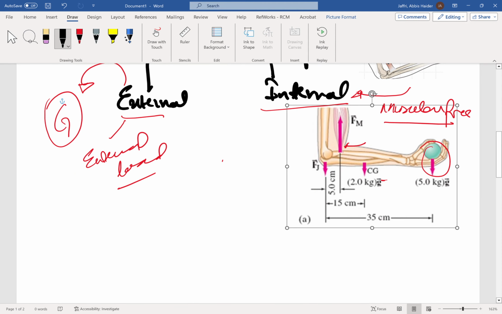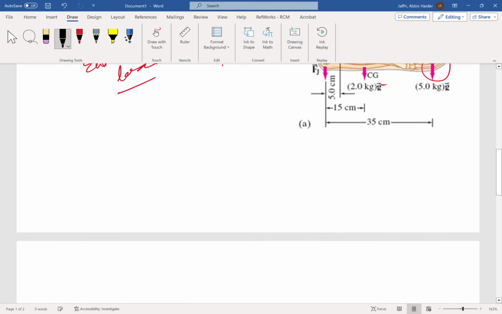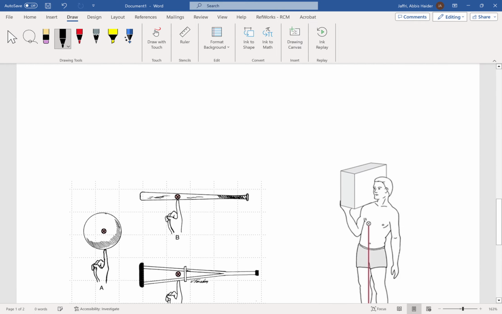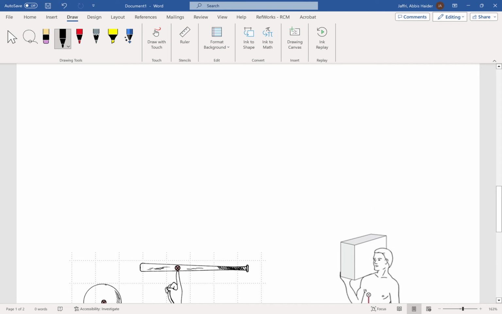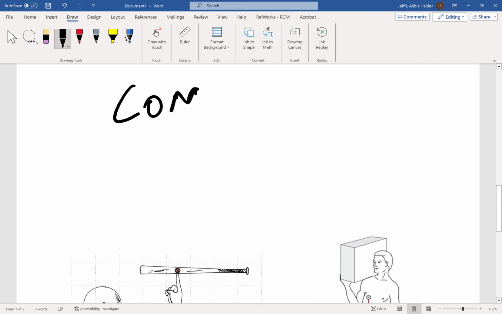For example, you can see here that you have gravitational force, and then you have the load, that are both counteracted by this force here, by the force of the muscle here. Okay, so these are some of the important concepts here. Now we'll go towards another important concept that is called COM, that is your center of mass.